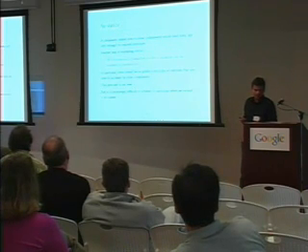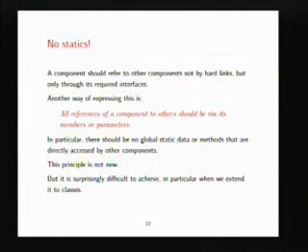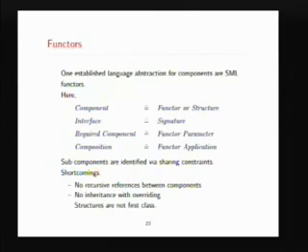Okay, so one other way to see this is that a component should refer to other components not by hard links, but only by the required interfaces. And if you push that to the extreme, then you wouldn't have any statics whatsoever. No statics, because static data is a hard link. You refer to statics, you can't change it afterwards. Even static classes are troublesome, because they are also hard links, global references to it. That principle is not new, but in fact, if you push it to the extreme, it's surprisingly difficult to achieve, in particular when you extend it to types and classes.